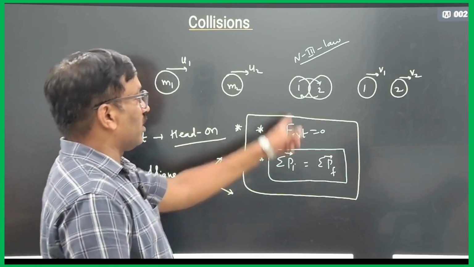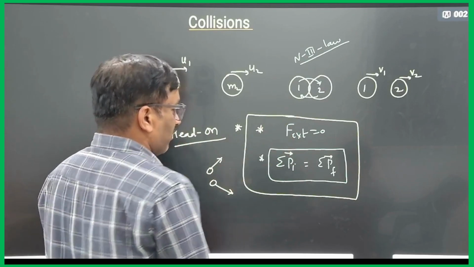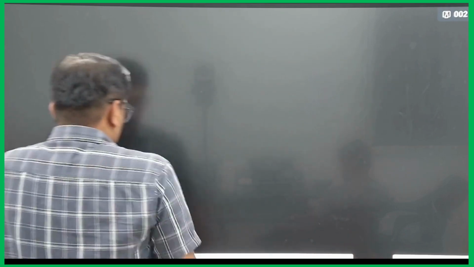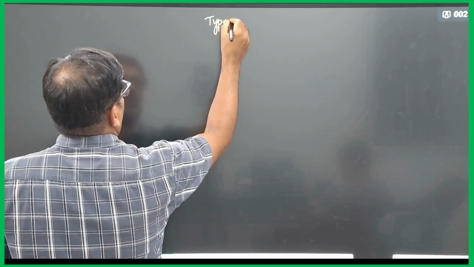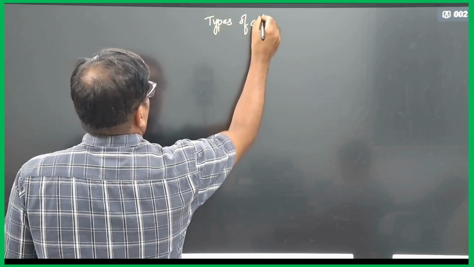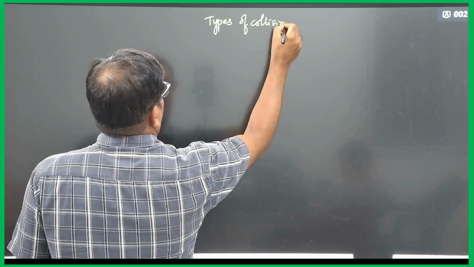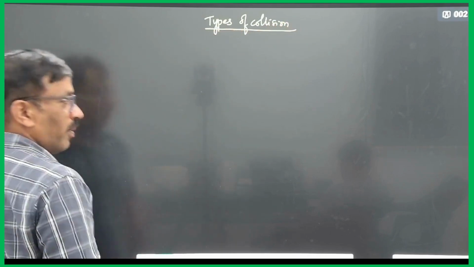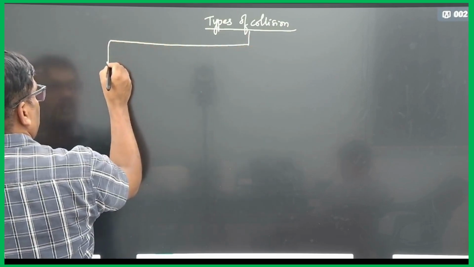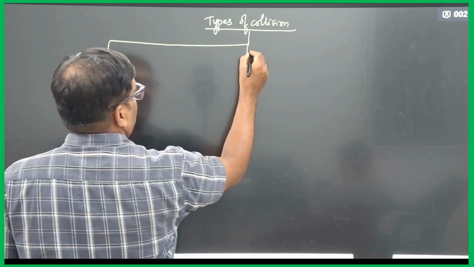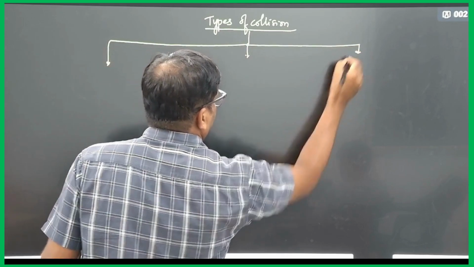So based on the energy conservation also we'll classify into different types of collisions. Types of collisions, so what are the types of collisions now? Based on the direction we say head-on and oblique. Based on the energy, we'll classify into three categories. So what are the three categories now? Let us see here.